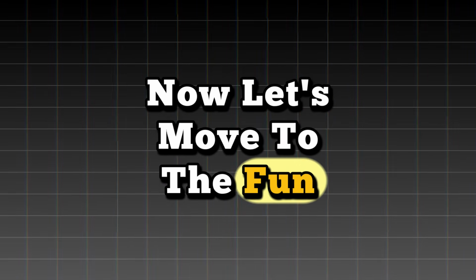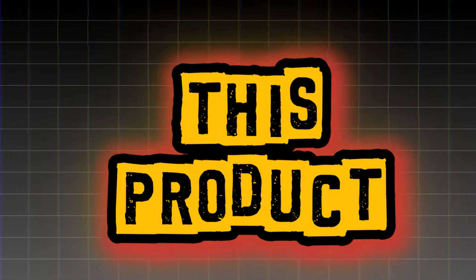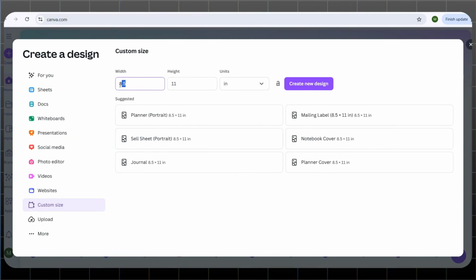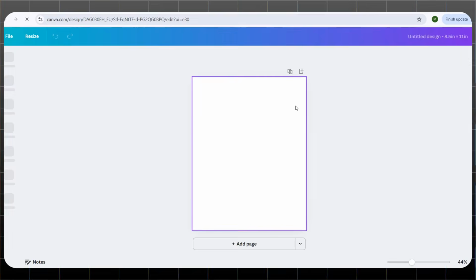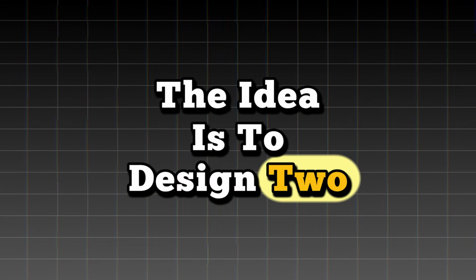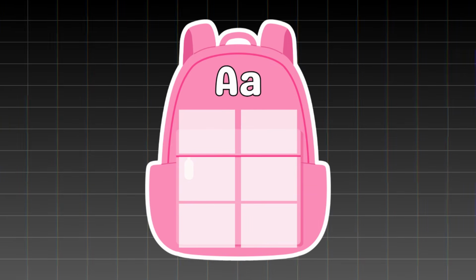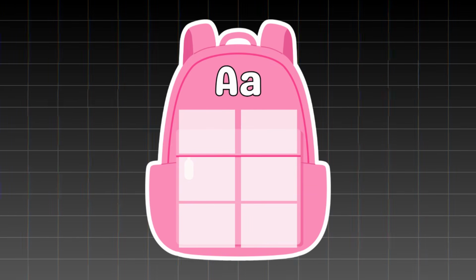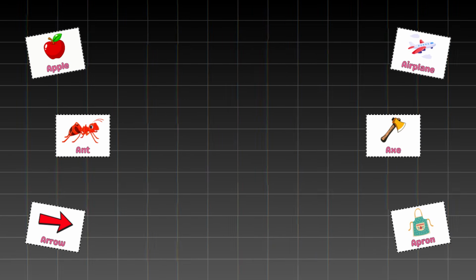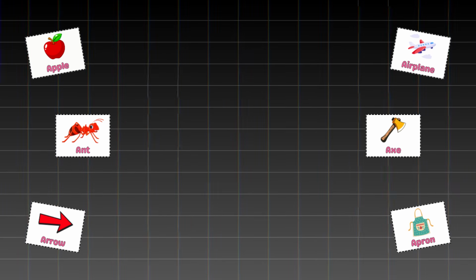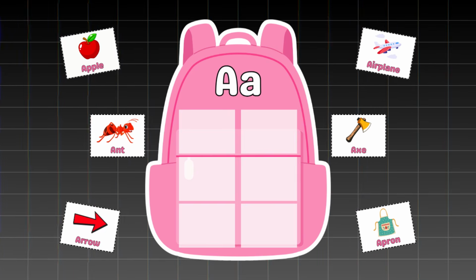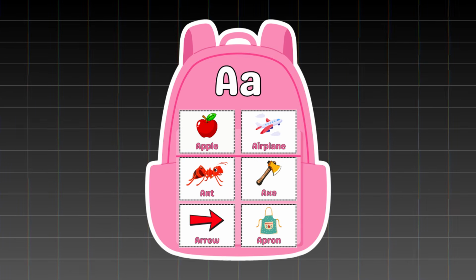Now let's move to the fun part, designing this product. We'll go to Canva and create a new design with dimensions 8.5 by 11 inches. The idea is to design 2 pages per letter. For example, for the letter A, the first page will be the bag page with 6 empty boxes. The second page will include 6 objects that start with the letter A, such as apple, ant, and alligator, which the child will cut out and paste onto the bag.